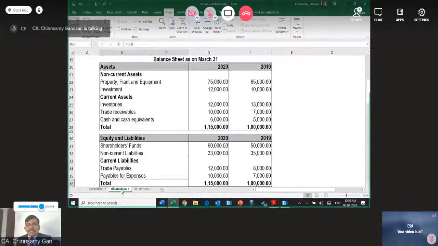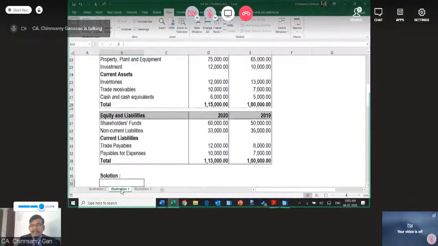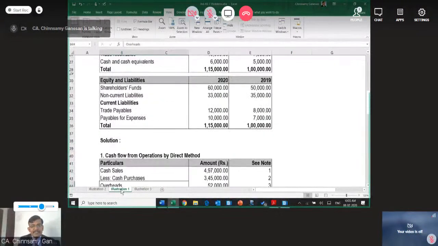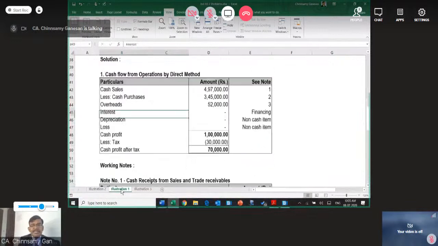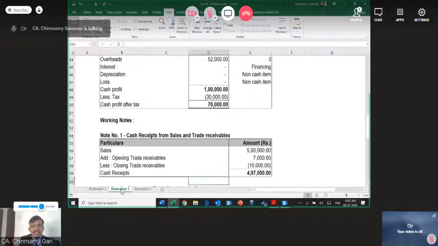Okay, this is coming out of that. And the next one, the indirect method. Here we will start from profit as per the profit and loss account, and we will adjust the items. Non-cash items are added. Loss on sale of asset is also a non-cash item. Interest has to be reclassified separately. Movement in inventory is a working capital change we adjust. Trade payable and trade receivable are working capital changes.